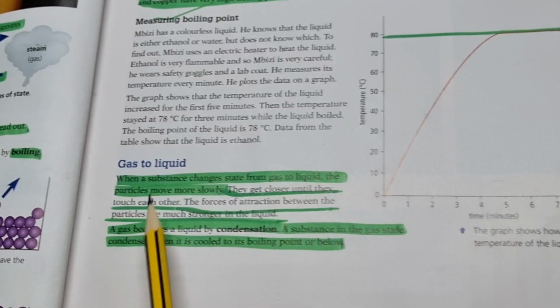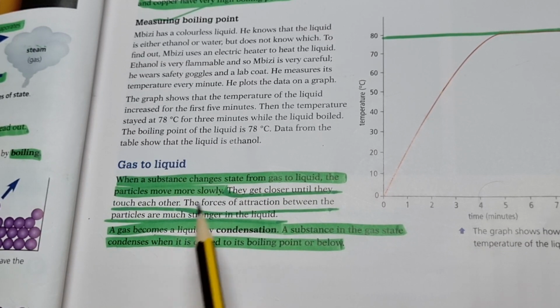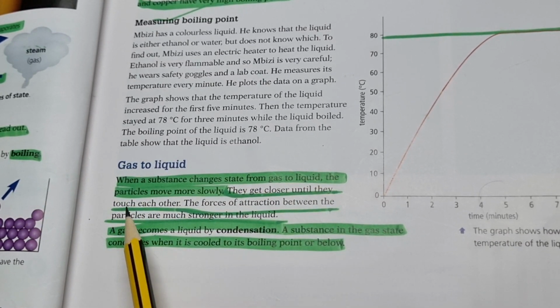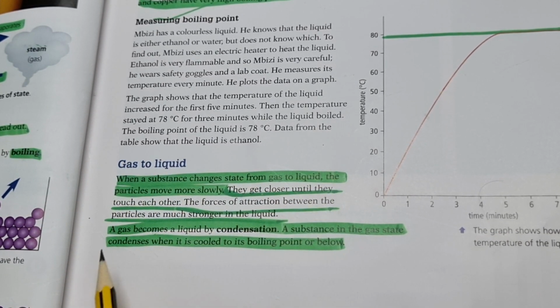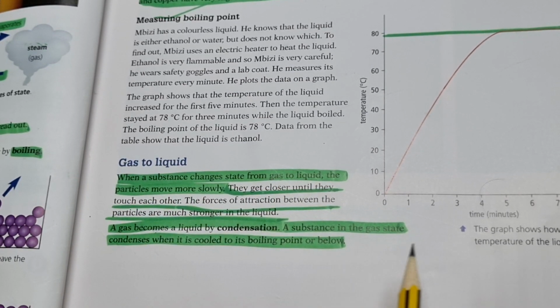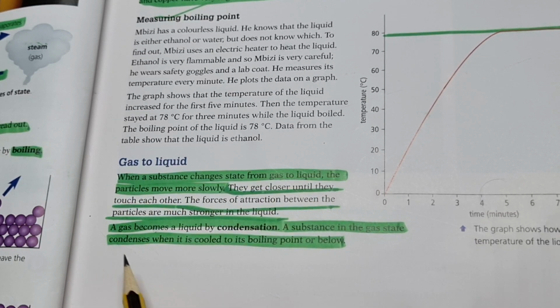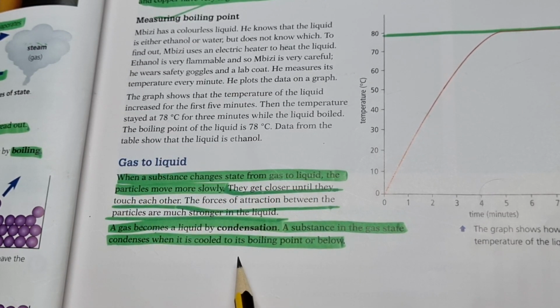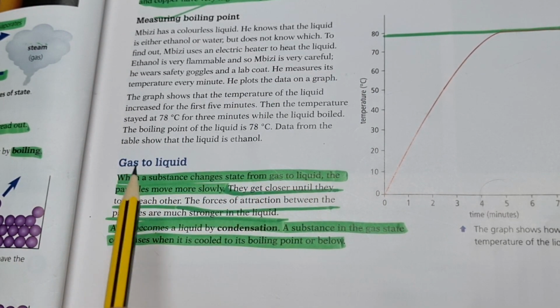Now we want to know about gas to liquid. When a substance changes from gas to liquid, the particles move more slowly. A gas becomes a liquid by condensation. A substance in the gas state condenses when it's cooled to its boiling point or below. So you should only know from here that condensation is gas to liquid.